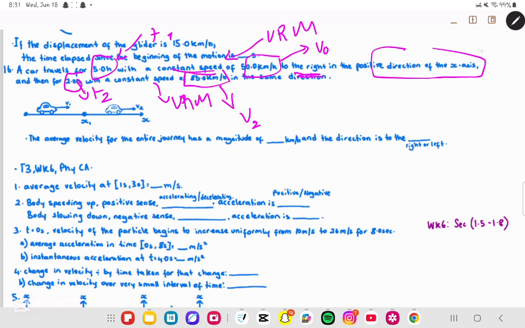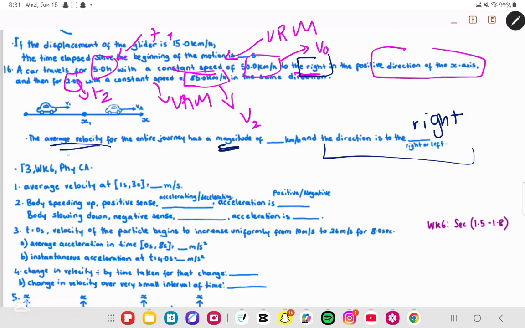So they want to find what? They want to find the average velocity for the entire journey. They want the magnitude of the average velocity, and then they want the direction. So for sure, you know that it's moving to the right in the positive direction. That means the direction is going to stay to the right because it did not change direction. It just stayed moving in the same direction. So it's going to be the right.